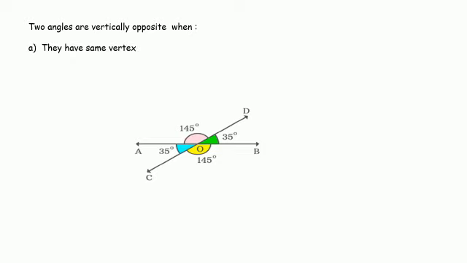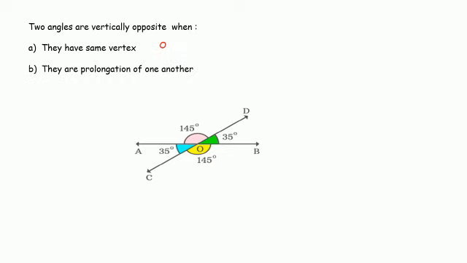Two angles are vertically opposite when we have this picture. We have angle AOC equal to 35 degrees, AOD equal to 145 degrees, DOB equal to 35 degrees, and COB equal to 145 degrees. And the vertex is O. Let's start. One, they have the same vertex, so all these angles have the same vertex, which is O.